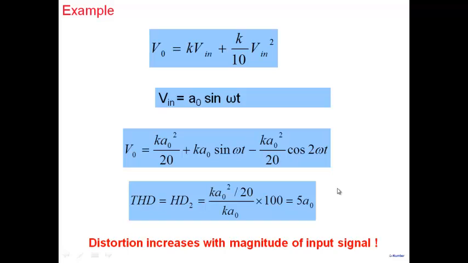There's no meaning to saying I have a distortion of 5%. You always have to say 5% at what? 5% at an output power of so much, or 5% at an input signal magnitude of so much. You always have to specify like that. Simply saying 5% or 2% is not enough.